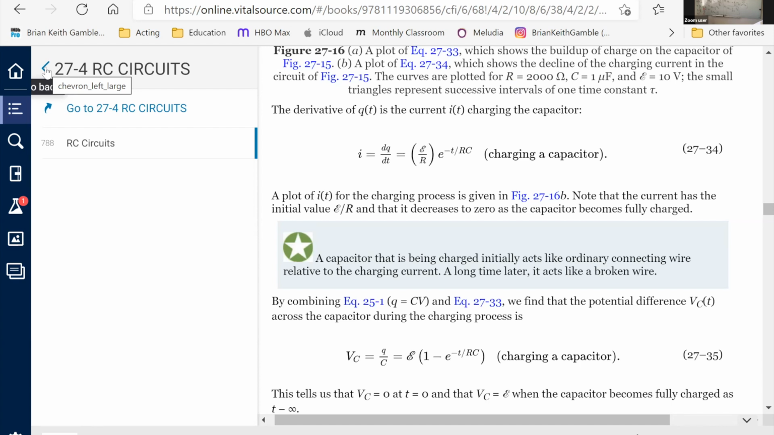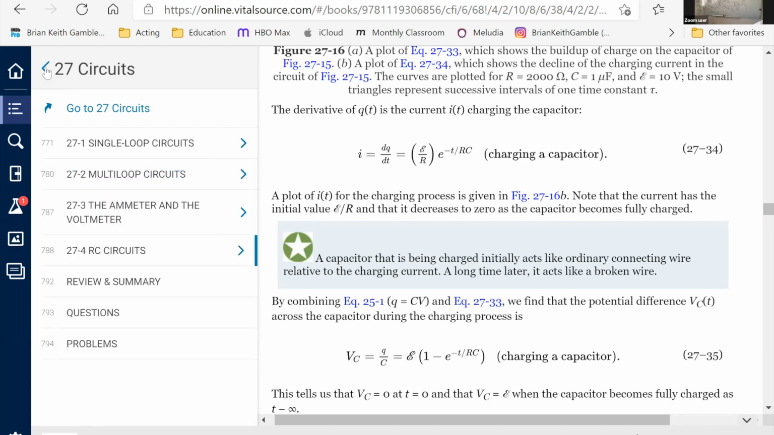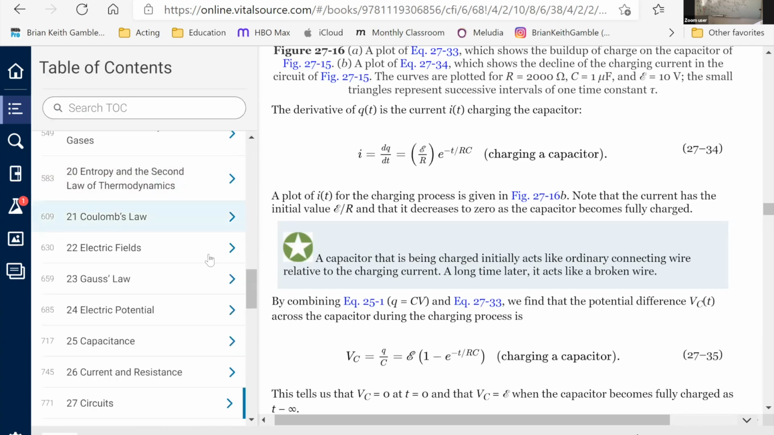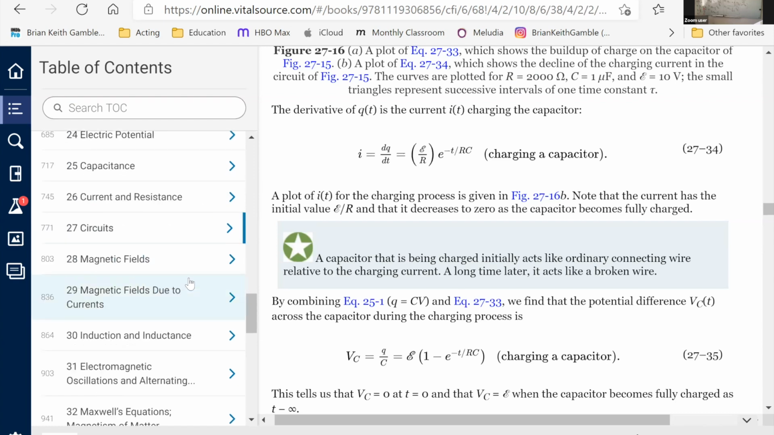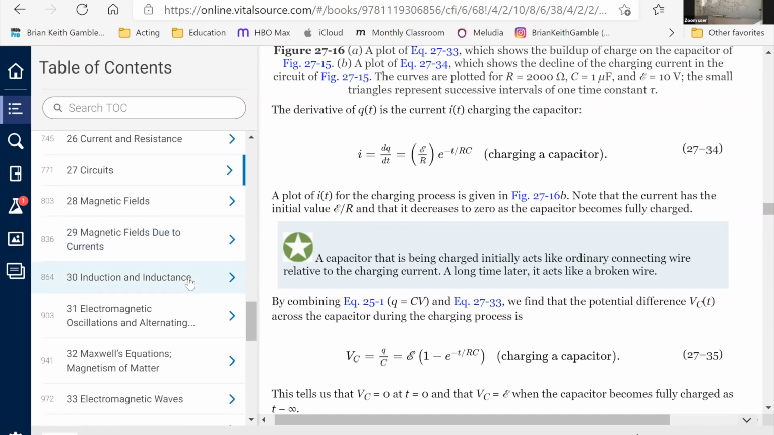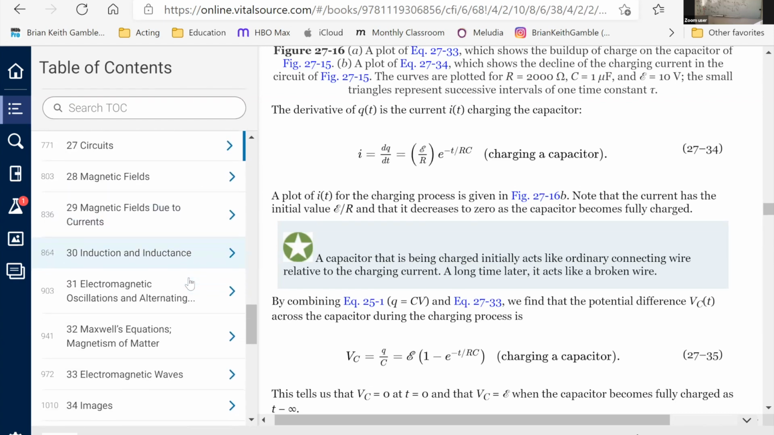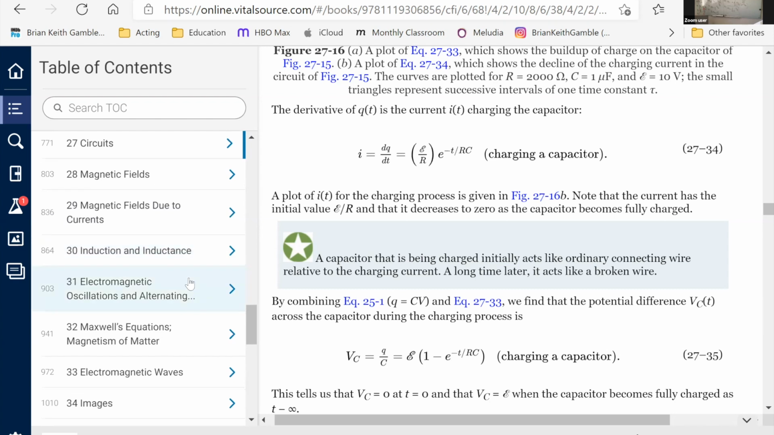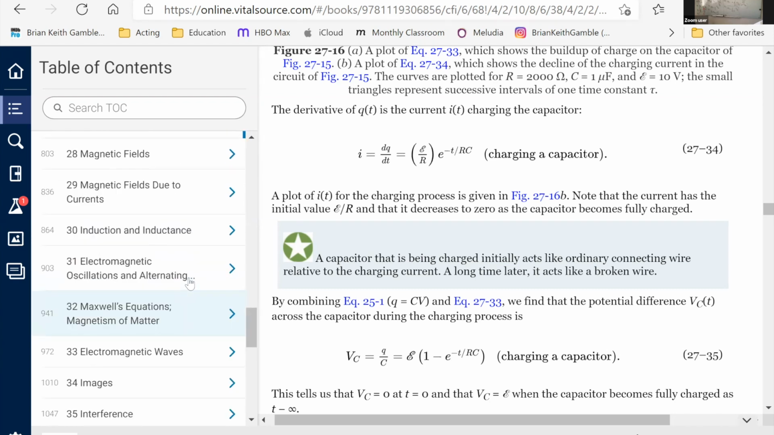So at this point, we're going to start magnetism. Before I let you go, let me switch back to the chapter here. What we have to do now, we still got a little bit of work to do. Need to pick up the pace a little bit.